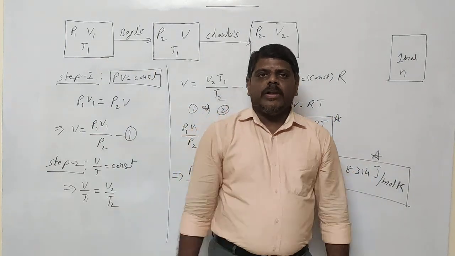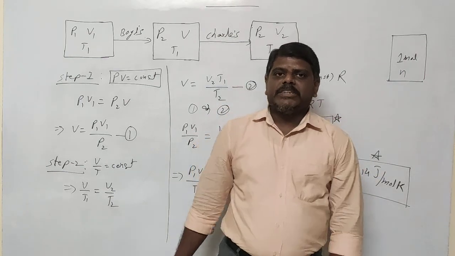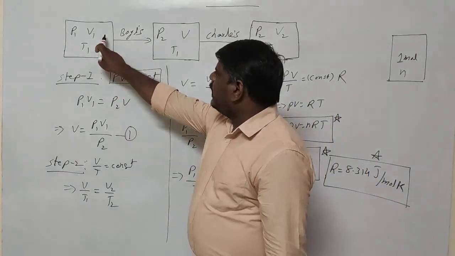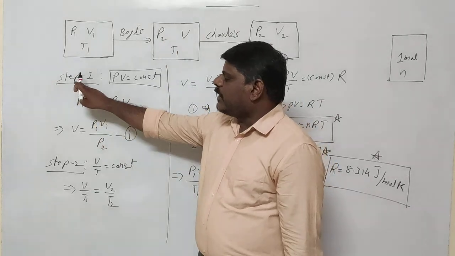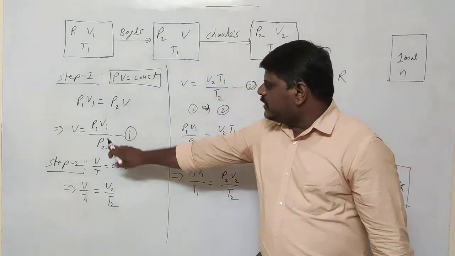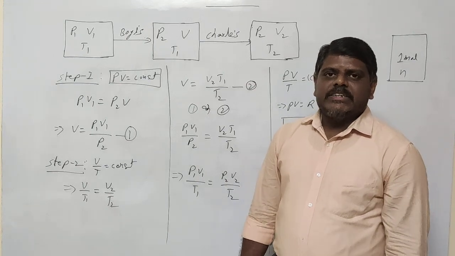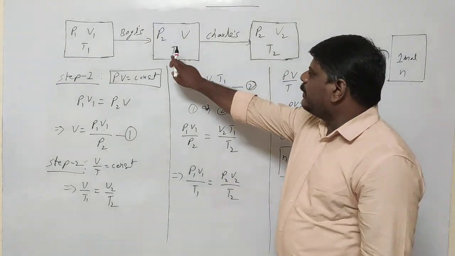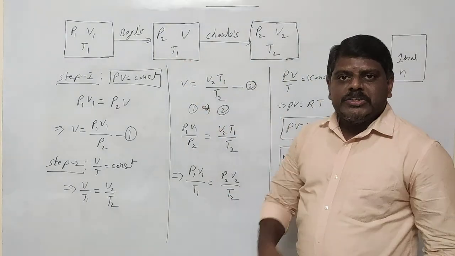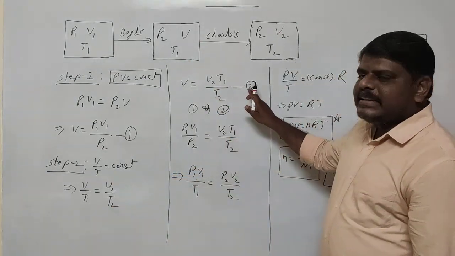Let 1 mole of ideal gas be taken in a container. With constant temperature, when the pressure of the gas is increased from P1 to P2, the volume changes from V1 to V. Then from step 1, Boyle's law, PV is equal to constant, so P1 V1 is equal to P2 V. You can write this equation. After that, write step 2. In step 2, from Charles' constant pressure law, keeping the pressure constant, when the temperature is increased from T1 to T2, the volume increases from V to V2. After that, write down the equations.